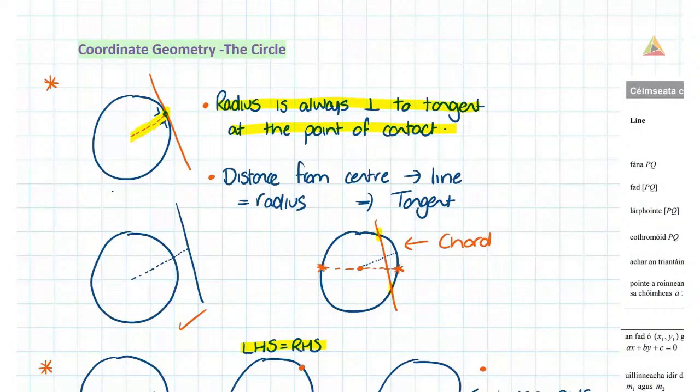If the distance from the center to the line is the same as the radius, then you're going to have this situation up here where it is a tangent. If the distance from the center to the line is bigger than the radius, you're going to end up with this situation down here where they've no relationship. And if it's smaller, then it's going to be what we call a chord.